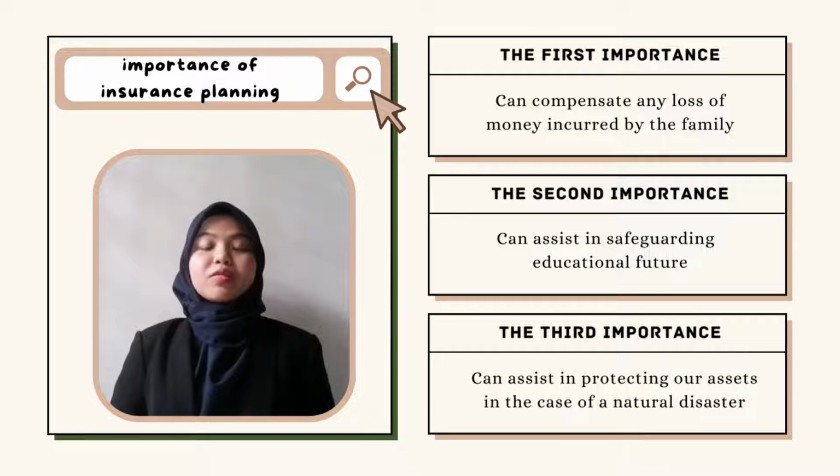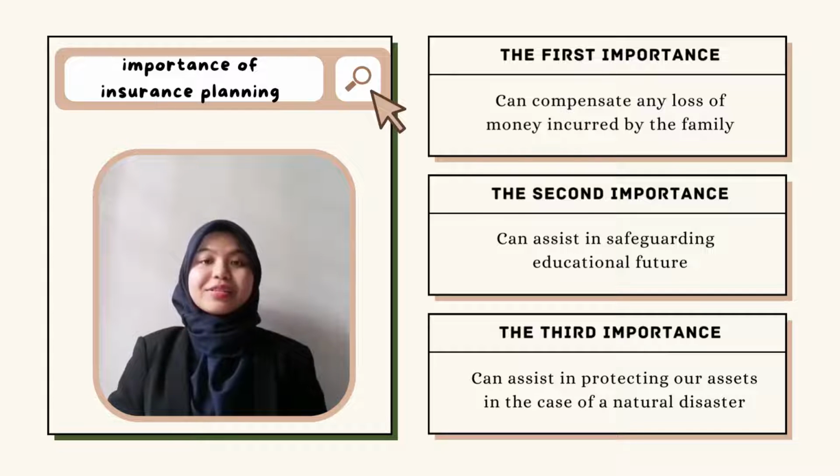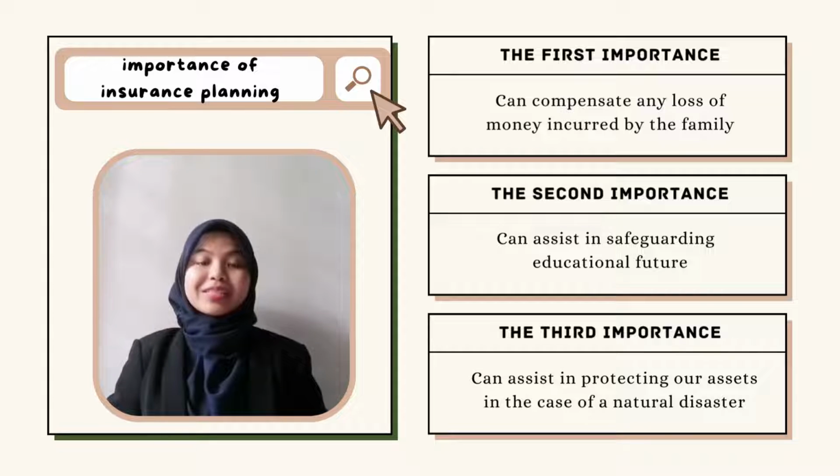We move to the importance of insurance planning. First off, insurance policies will assist you in paying for future health treatment and hospitalizations. Insurance can compensate for any loss of money incurred by the family as a result of the death of the sole breadwinner. It can also cover any debts such as home loans or other debts. Next, insurance coverage can assist in safeguarding a child's educational future. It will ensure that children are financially comfortable while pursuing their aspirations and ambitions.